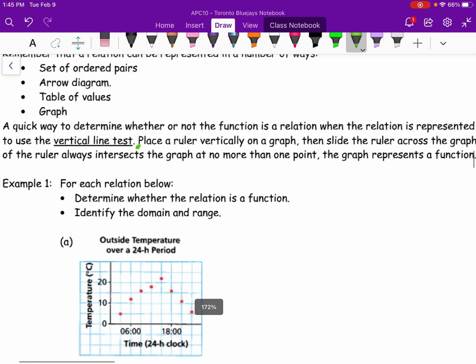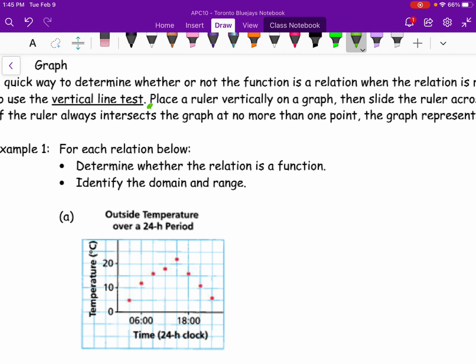Example 1. For each relation, determine whether the relation is a function. I'm going to task you with something that is going to use your imagination. Is it possible to draw a vertical line so that the vertical line passes through two or more points? The answer is no. So therefore, we have a function.